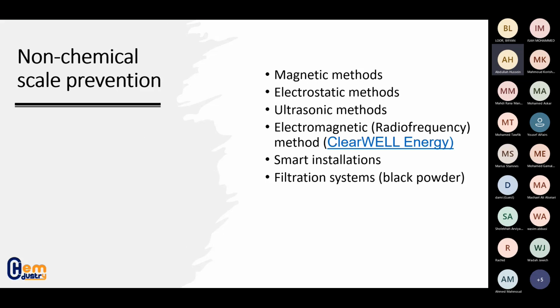Then we have the non-chemical scale prevention. In this case, we can use the magnetic methods. We can use ultrasonic, but the most efficient one people are using these days is the electromagnetic one, and this one is provided by a company called Clearwell Technology. This one is using the electromagnetic, so their device produces radio frequency beams, and these try to prevent the scale in your system.